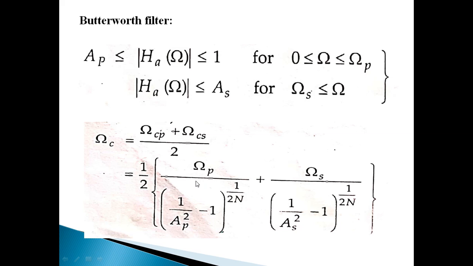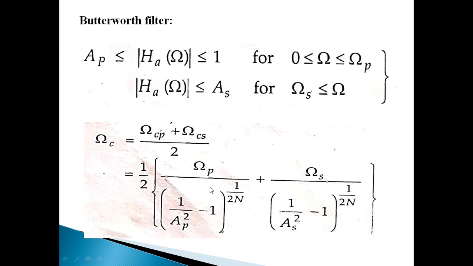So let's see what omega cp is. Omega cp is nothing but omega p, that is the pass band frequency, divided by (1 by AP square minus 1) whole power 1 by 2n, plus omega cs, which is omega s divided by (1 by AS square minus 1) whole power 1 by 2n.